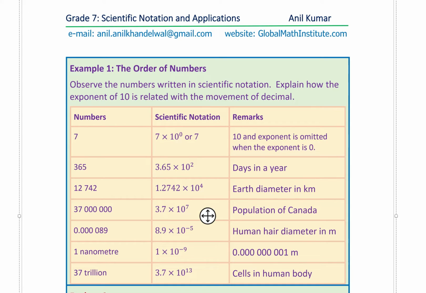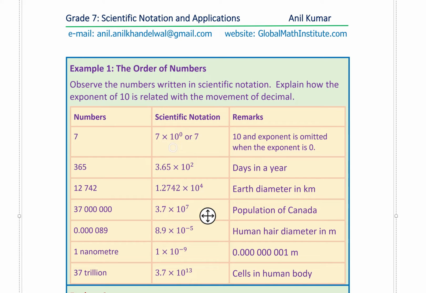So let us see some examples where we should be using scientific notations. They make more sense. So here in the table, we have some numbers. Observe the numbers written in the scientific notation. Explain how the exponent of 10 is related with the movement of decimals, right? That is the kind of concept which we have to look into. So when I write a number 7, I could write this normal number 7 as 7 times 10 to the power of 0. Anything to the power of 0 is 1, so you get 7.